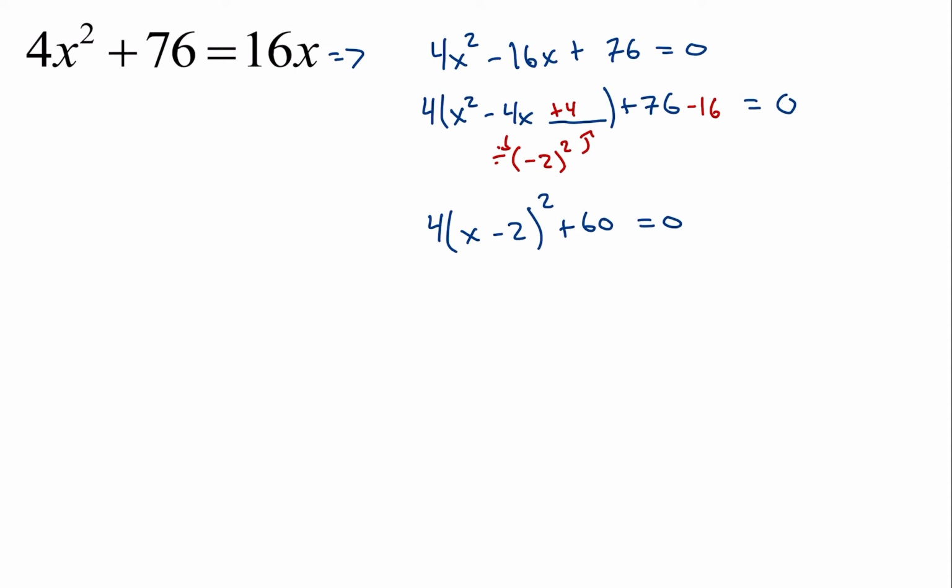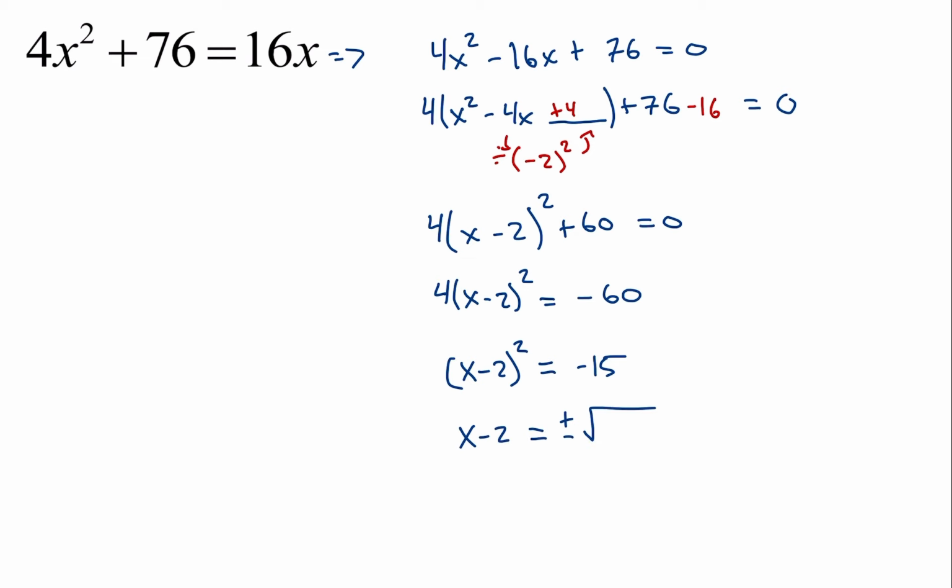Okay, so we've got it in that vertex form. Now we're going to solve for x. So I'm going to subtract 60 from both sides. End up with 4 times x minus 2 squared equals negative 60. Now I want to divide by 4 on both sides. So that'll give us x minus 2 squared is equal to negative 60 divided by 4, which is negative 15. And then we square root both sides. So I end up with x minus 2 is equal to plus or minus the square root of negative 15.